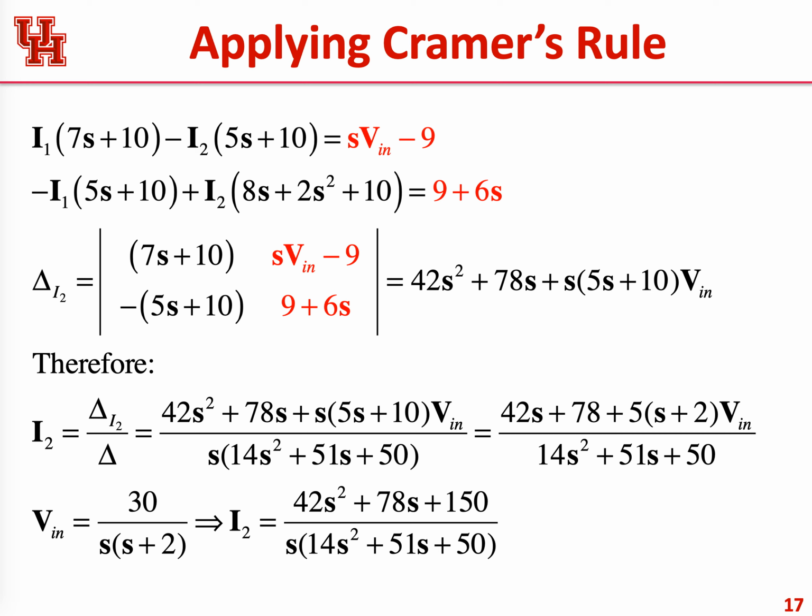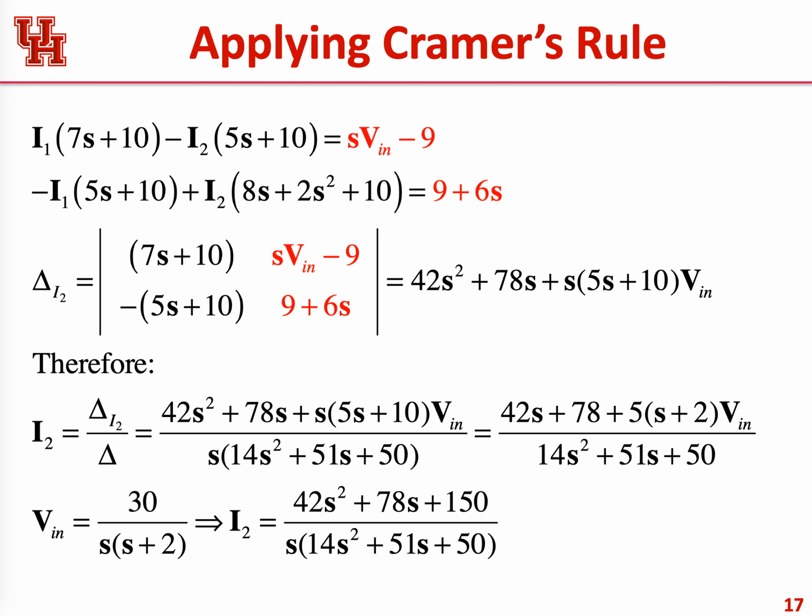Okay, so now my I2 is going to be delta of I2 divided by delta, right? So if we do that, then we get the final answer that's seen on the slide on your left, which is 42s plus 78 plus 5 times s plus 2 and so on.